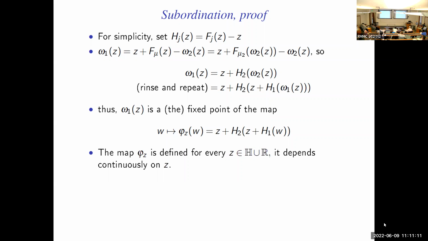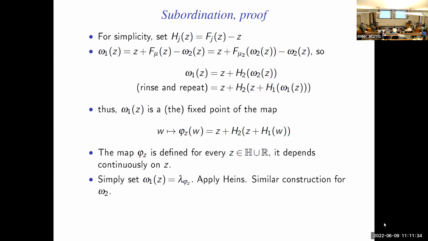So this tells you another observation here is the fact that phi Z is in fact defined for every Z in the upper half plane and in the real line. And in addition, phi Z depends continuously on Z. Okay. So what's the conclusion is that I just said omega 1 of Z is equal to lambda, that's the special fixed point of phi Z, and apply the Heinz theorem to obtain the continuity of this function. Analyticity is easy. And omega 2 is constructed similarly.